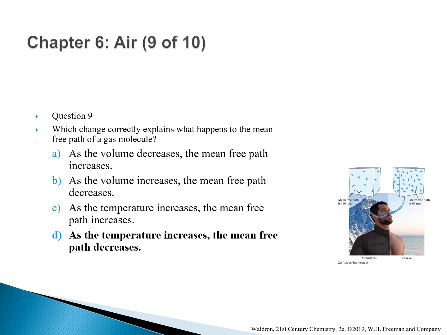Why are choices A and B wrong? Imagine you have 1,000 gas molecules in the container. If the container volume decreases, the gas molecules will have a higher chance to bump into one another. Therefore, the mean free path decreases.